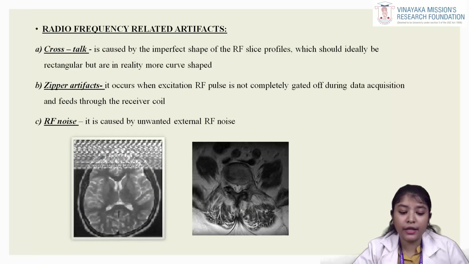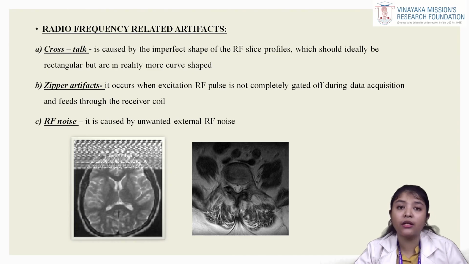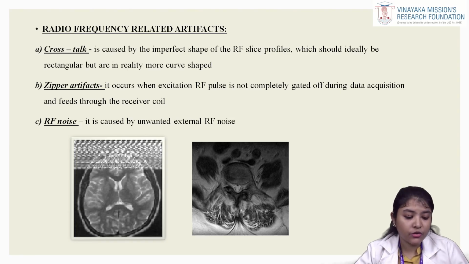Radio frequency related artifact, crosstalk. It is due to the imperfect shape of the RF slice. It usually appears as rectangular, but in this artifact it appears as a curved shape. And zipper artifact is due to the excitation of the RF pulse not being completely gated off during the data acquisition. Then RF noise is due to unwanted external noise produced.